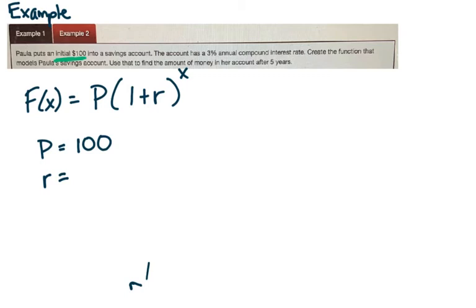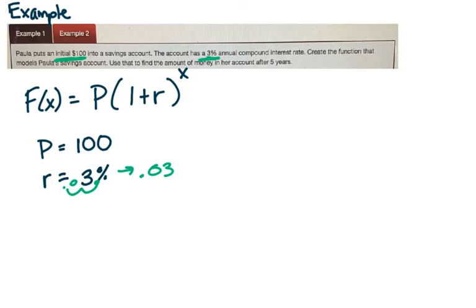The account has a 3% annual compound interest rate. So here's where they did tell us that it's 3%, and they gave it to us as a percentage, but we don't want to put it into our function as a 3 because that would actually be growing 300%, which would be a crazy amount, and they are not going to give you that much money in your savings account. So I need to convert this the way that you convert it. So here's our decimal place. You're always going to move it to the left 2 places to change it to a decimal. So 0.03 is our rate.